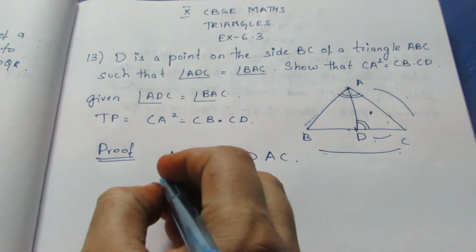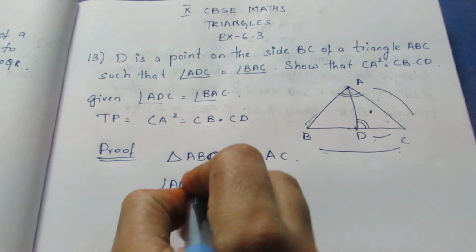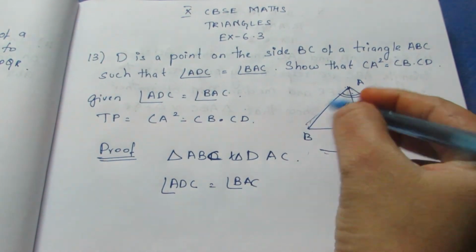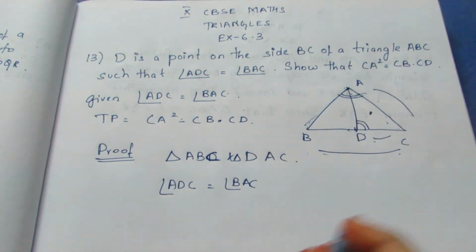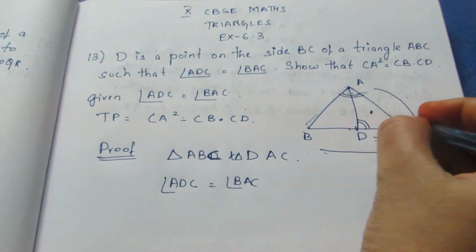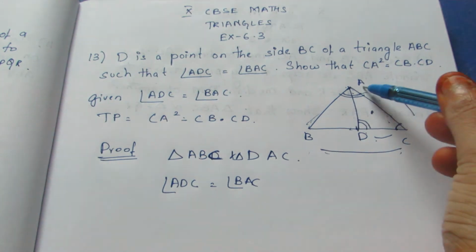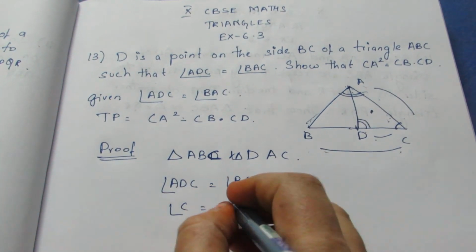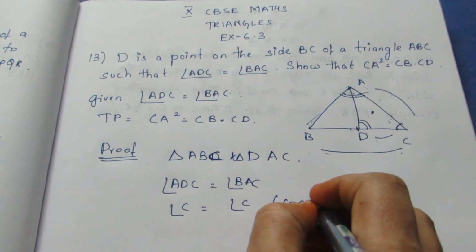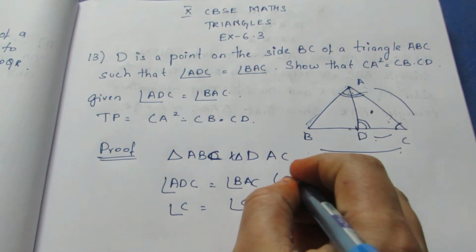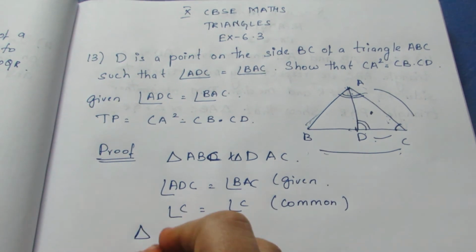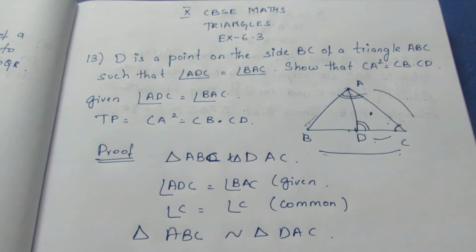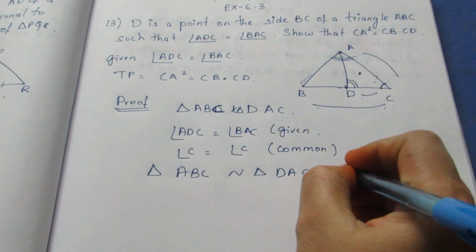Anyway, you can write. Now we know that angle ADC is equal to angle BAC. In this smaller triangle, this angle is equal to the bigger triangle's angle BAC, and we know that C is common in both the triangles. The full triangle also has C common. So angle C is equal to angle C, which is common. Now we can say that triangle ABC is similar to triangle DAC. So by AA similarity we have proved it.